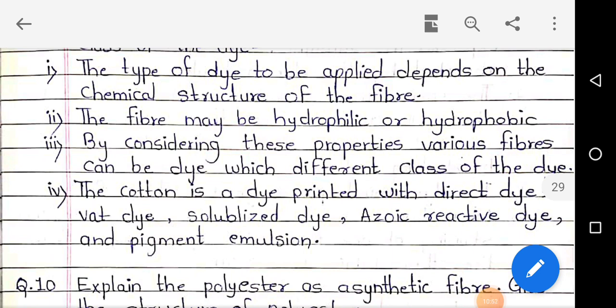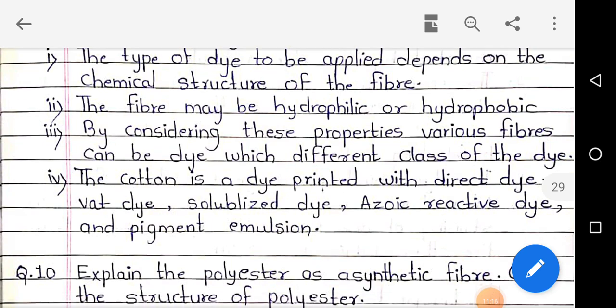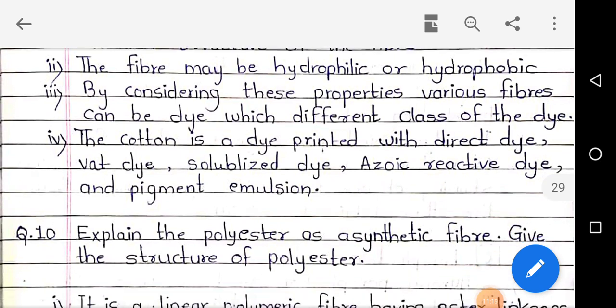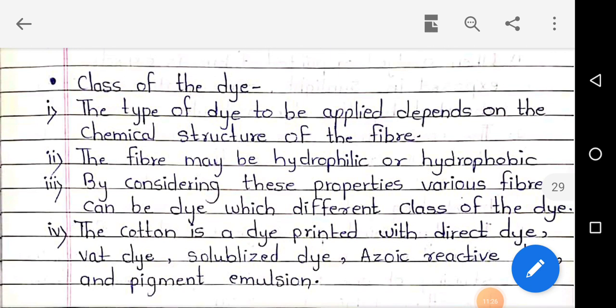We have studied direct dye in the previous lectures. Vat dye is also useful for that. Solubilized dye means it is first made soluble in water, then applied. This is a class of solubilized dye. Azoic and reactive dyes are also useful for cotton, and pigment emulsion dye is also applied to cotton. So these are the most important types of dyes useful for dyeing.